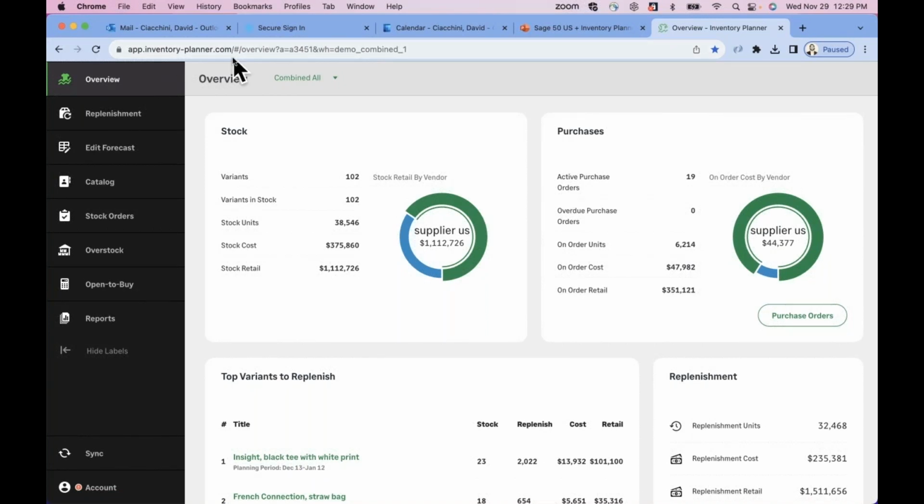One, you can see I'm in a web browser here. So I do want to call out that Inventory Planner by Sage is a cloud application. So in other words, as long as you have an internet browser and an internet connection, you will be able to access it from anywhere.